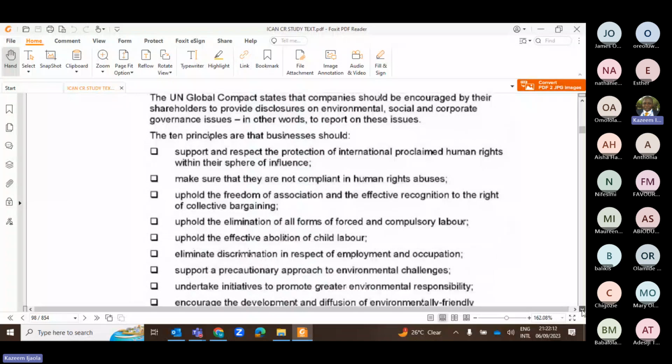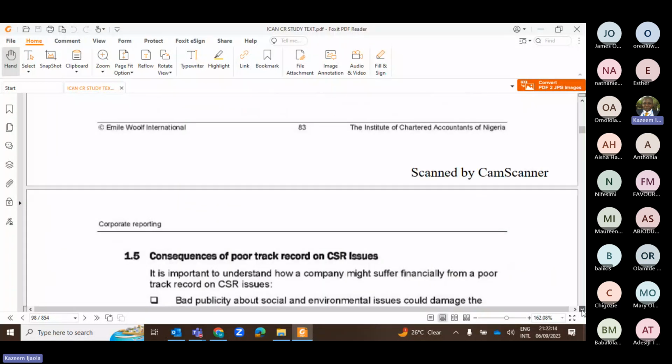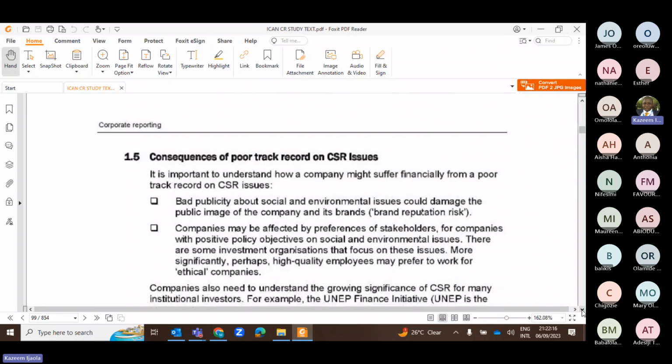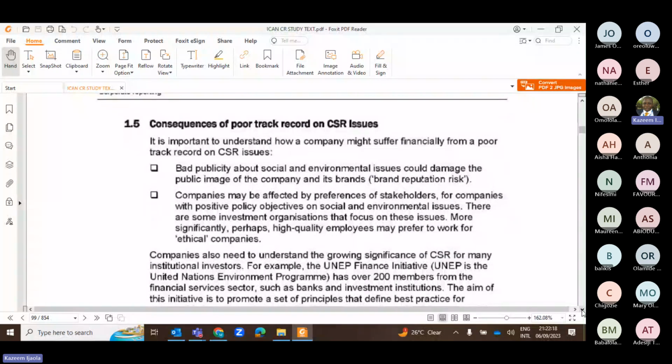So the difference between the social report and the environmental report is that the social report basically talks more about the individual employee, how you treat your staff. However, the environmental report talks about the relationship between the company and the immediate environment in which it operates.